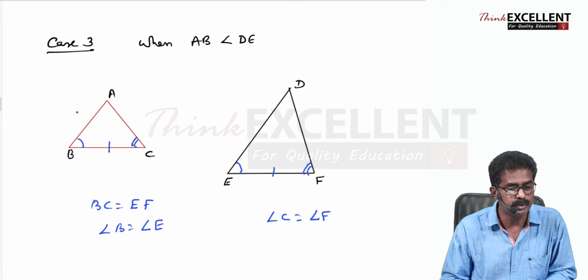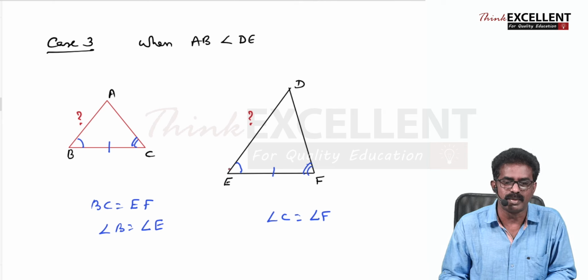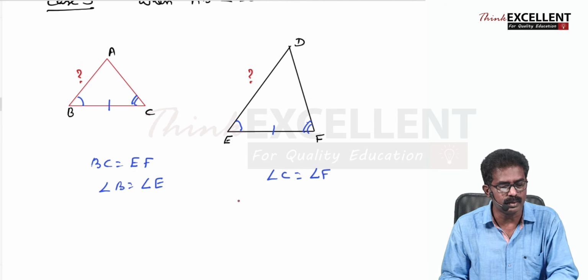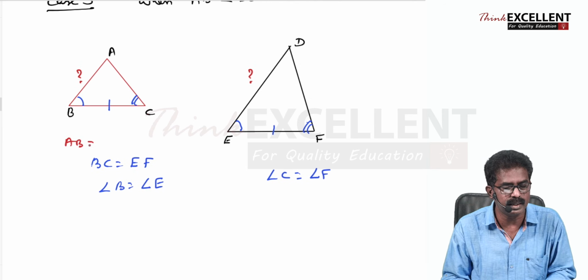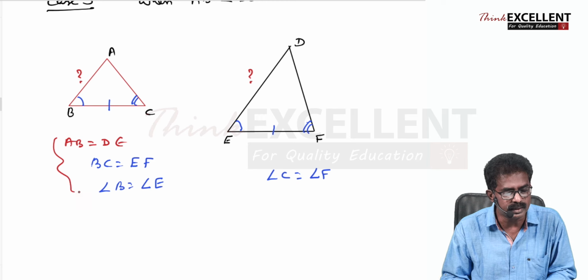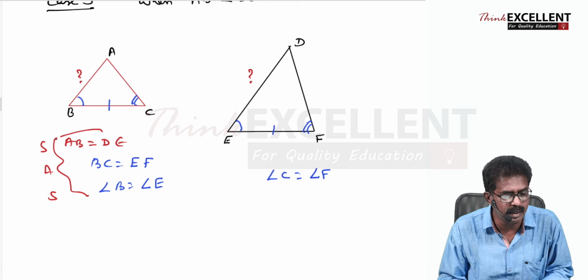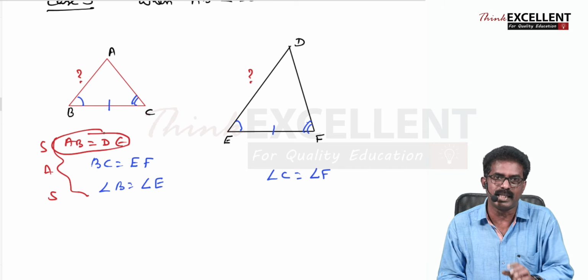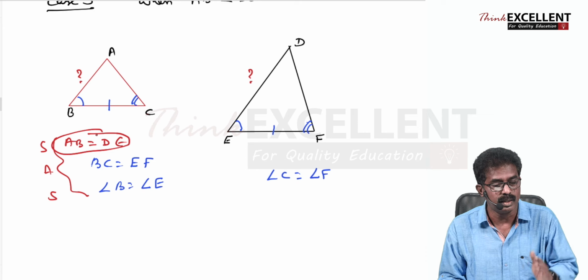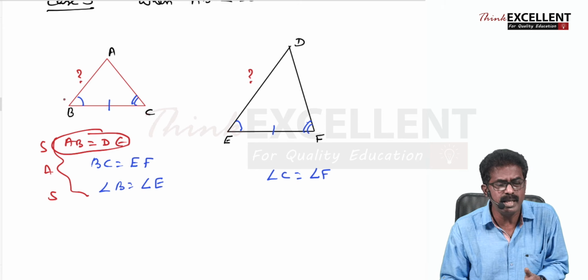But we have to prove AB equal to DE. Again, same thing. If I get AB equal to DE with these three, side, angle, side, by SAS congruency you can say the two triangles are what? Congruent. So remember, we have to prove AB equal to DE, but we assume they are not equal. AB is smaller. So now AB is smaller, right?